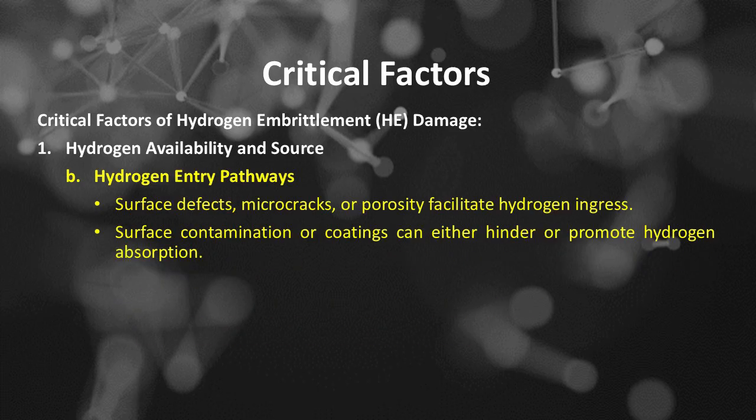Number B of hydrogen availability and source is hydrogen entry pathways. Surface defects, microcracks, or porosity facilitate hydrogen ingress. Surface contamination or coatings can either hinder or promote hydrogen absorption.